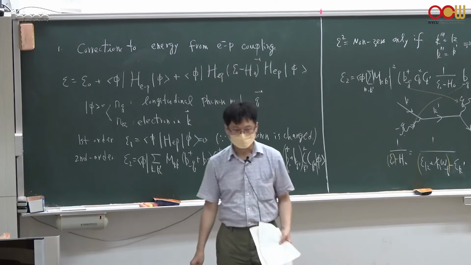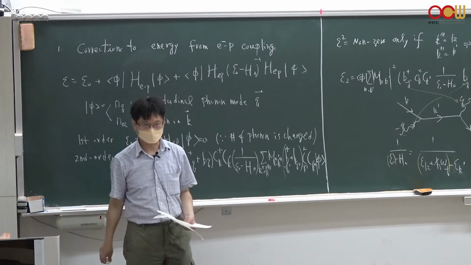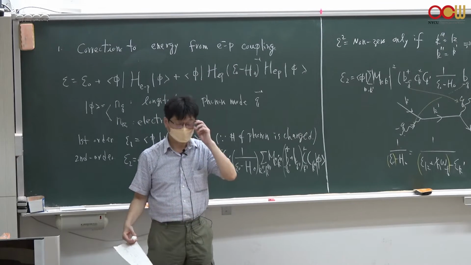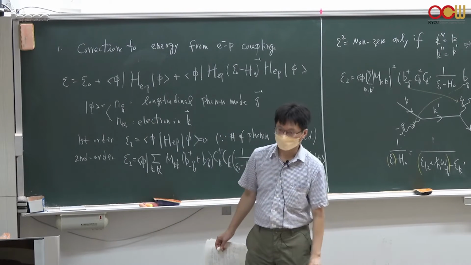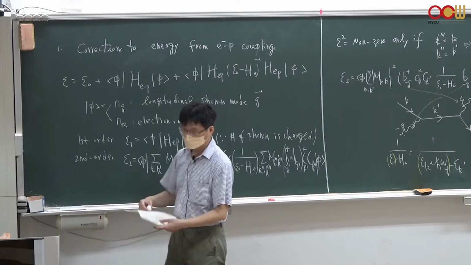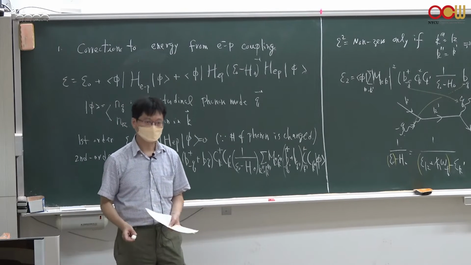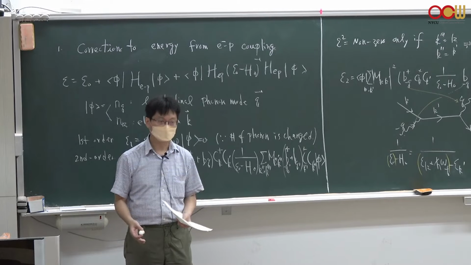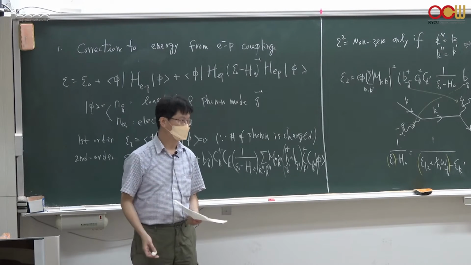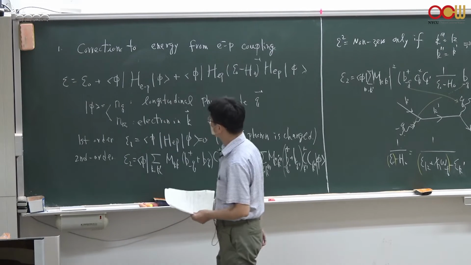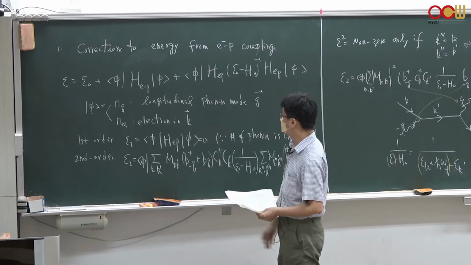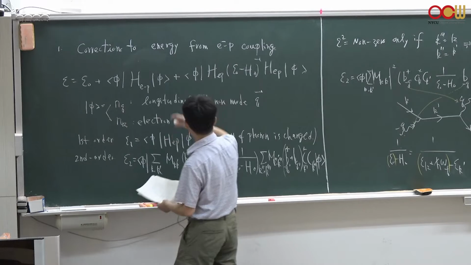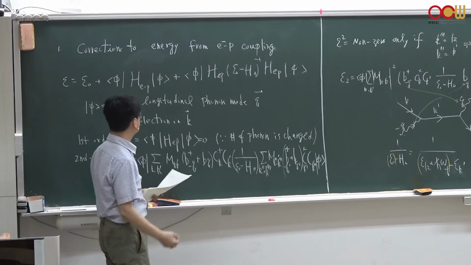Last time, we derived the Hamiltonian for electron-phonon coupling. And today we will continue calculating the corrections to the total energy and also to electron and phonon energies that are contributed from electron-phonon coupling. First, let's calculate the correction to the excitation energy that is contributed from the electron-phonon coupling.